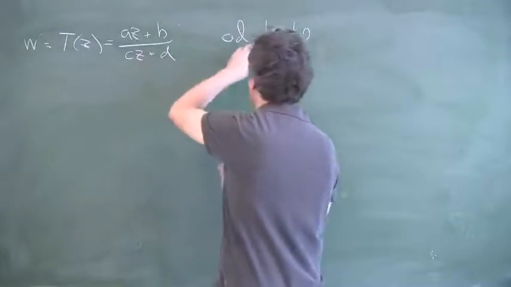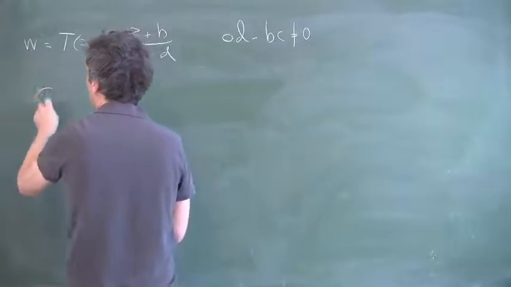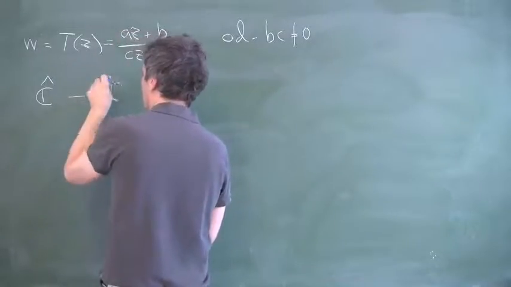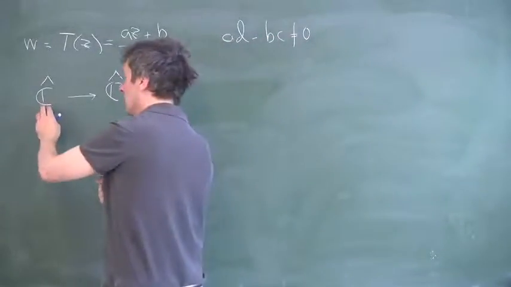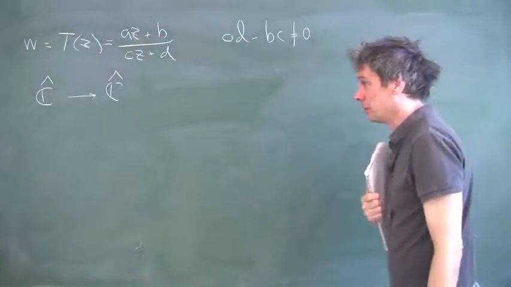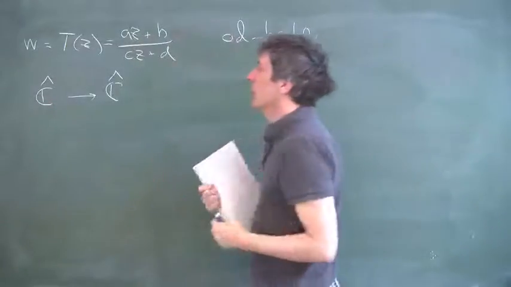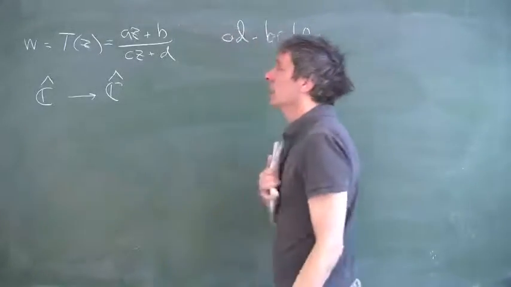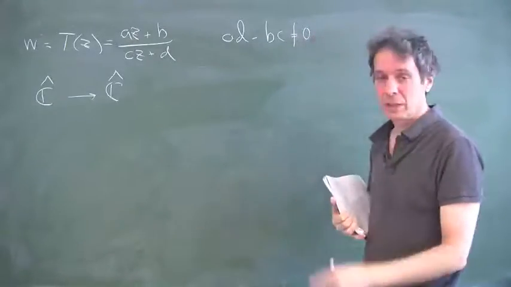But as long as this is fulfilled, then this will give you a bijective map of the extended set of complex numbers onto itself. So the extended complex numbers, remember, that's the complex numbers together with the point at infinity. So this can also be viewed as a Riemann sphere then. So every Möbius map gives you a bijection of the extended complex numbers or the Riemann sphere onto themselves.